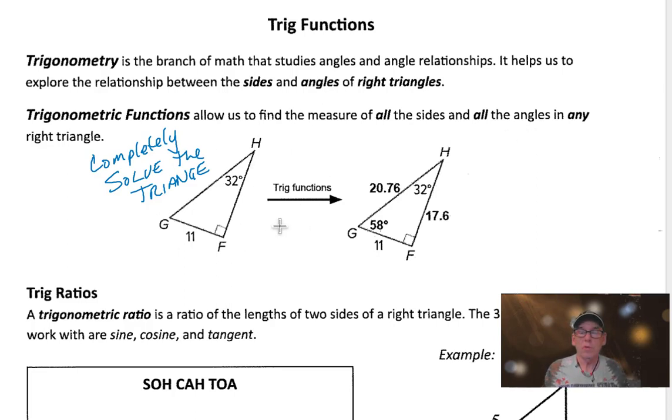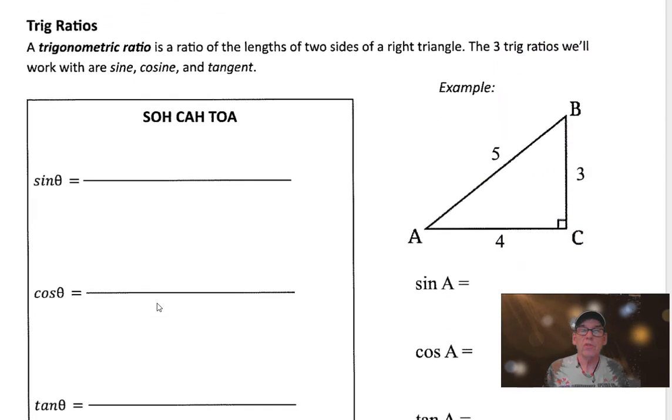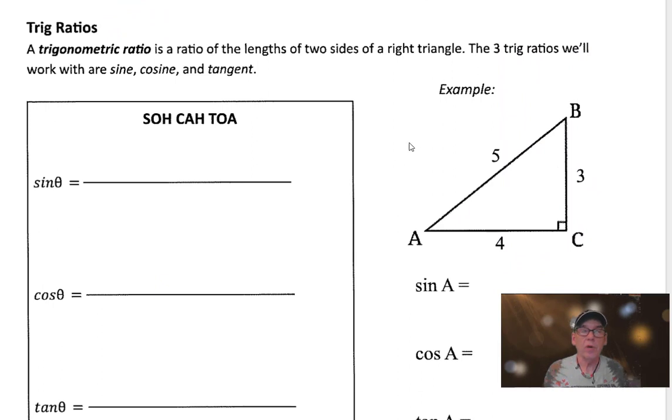And we've already been doing some of that with triangle sums. If you know what two angles are, you can figure out what the third angle is and so on. But now, given a side length, we can figure out what the other side lengths are also. So a trig ratio is the ratio of the side lengths of two sides of a right triangle.